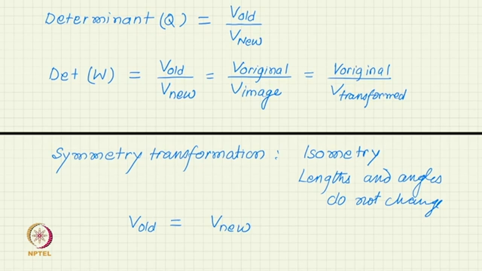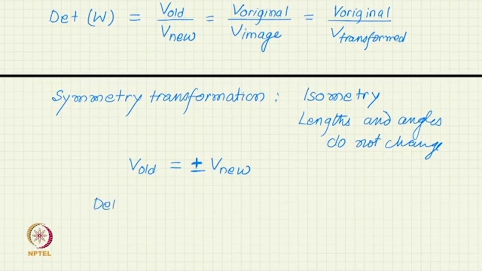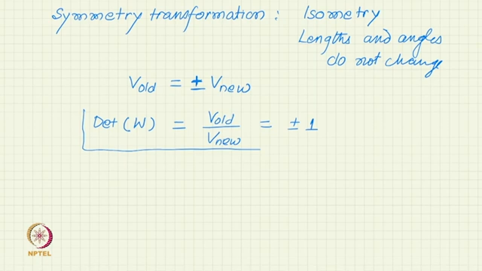as we saw, if it is a reflection, the volume has a negative sign. If it's a reflection, the new volume will have a negative sign. So it will be either plus or minus, because the determinant is changing, because a right-handed system changes into a left-handed system. So a dot b cross c, if it is positive for a right-handed system, it will become negative for a left-handed system. So that clearly shows us that determinant W, if it is a symmetry operation, has to be plus minus 1.